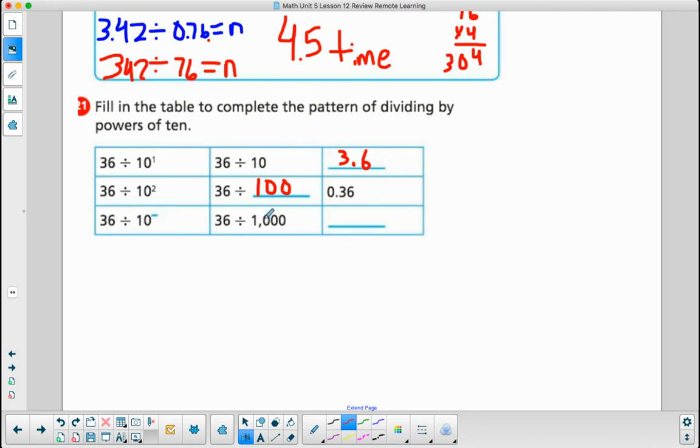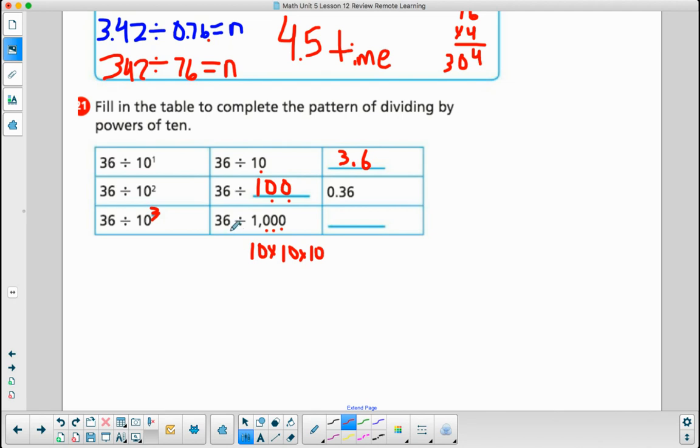36 divided by 10 to what power is going to give me 36 divided by 1,000? Well, 1,000 is 10 multiplied by 10 multiplied by 10. So that's the third power. A shortcut way to do that is it has 1, 2, 3 zeros, so 3 is my exponent. 100 had 2 zeros, 2 was the exponent. 10 has 1 zero, 1 is the exponent.